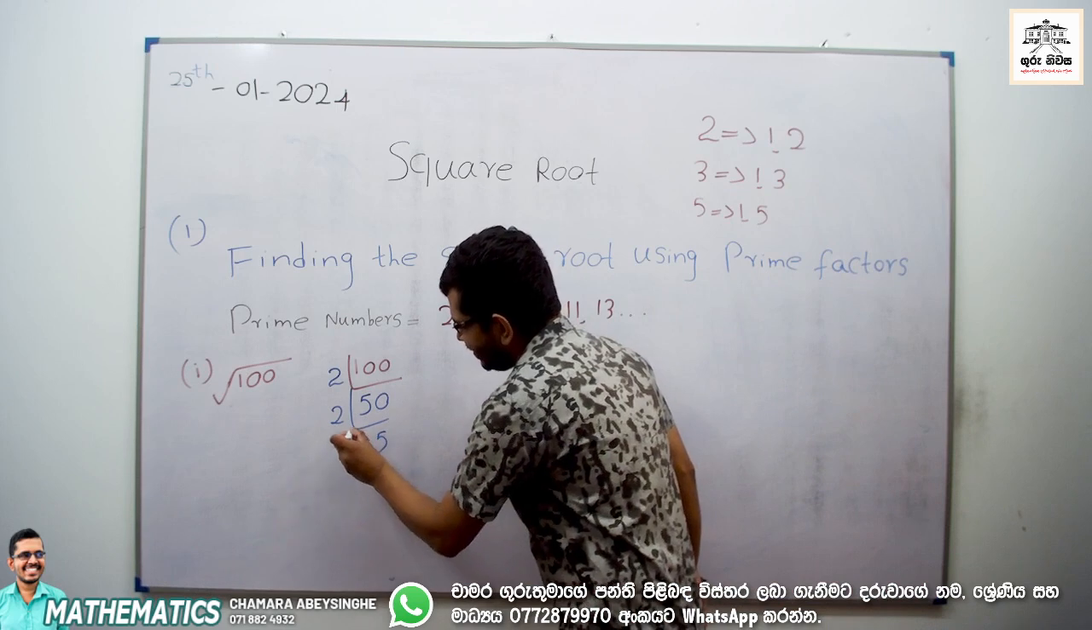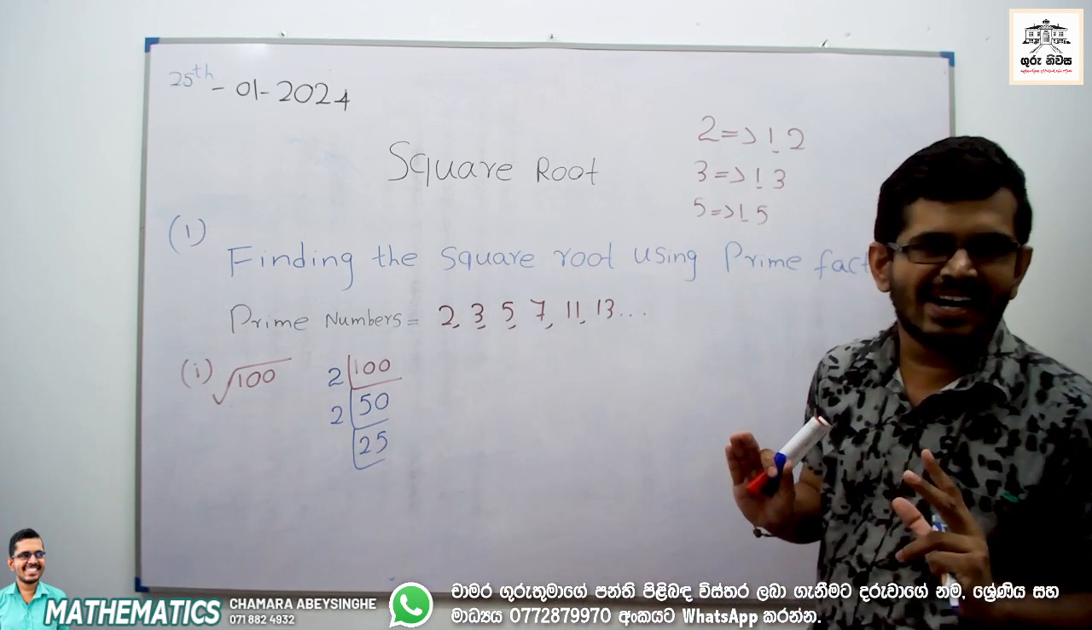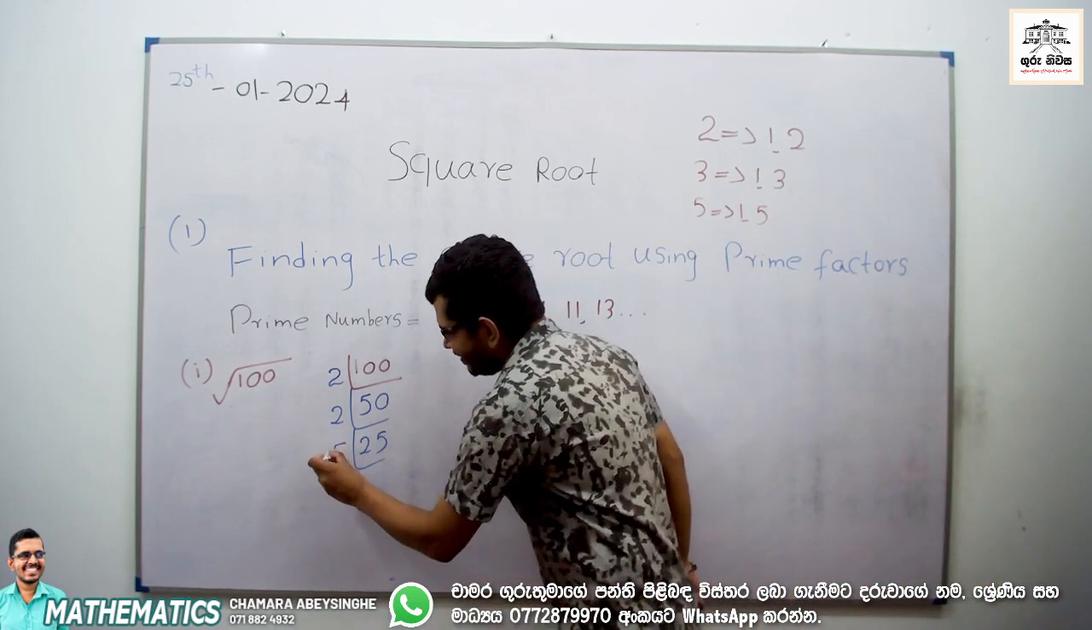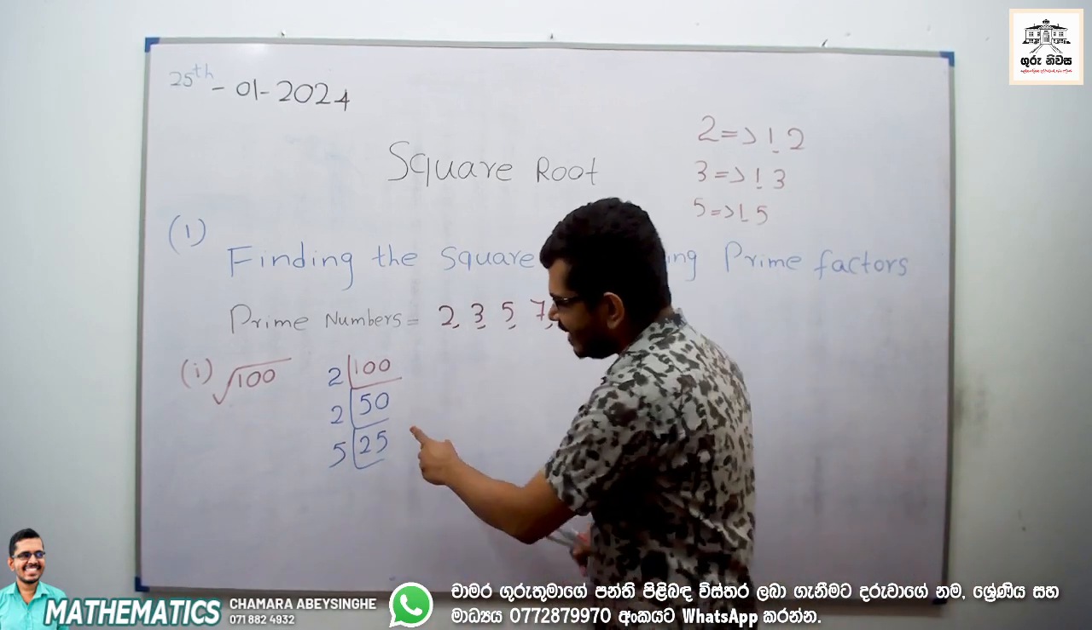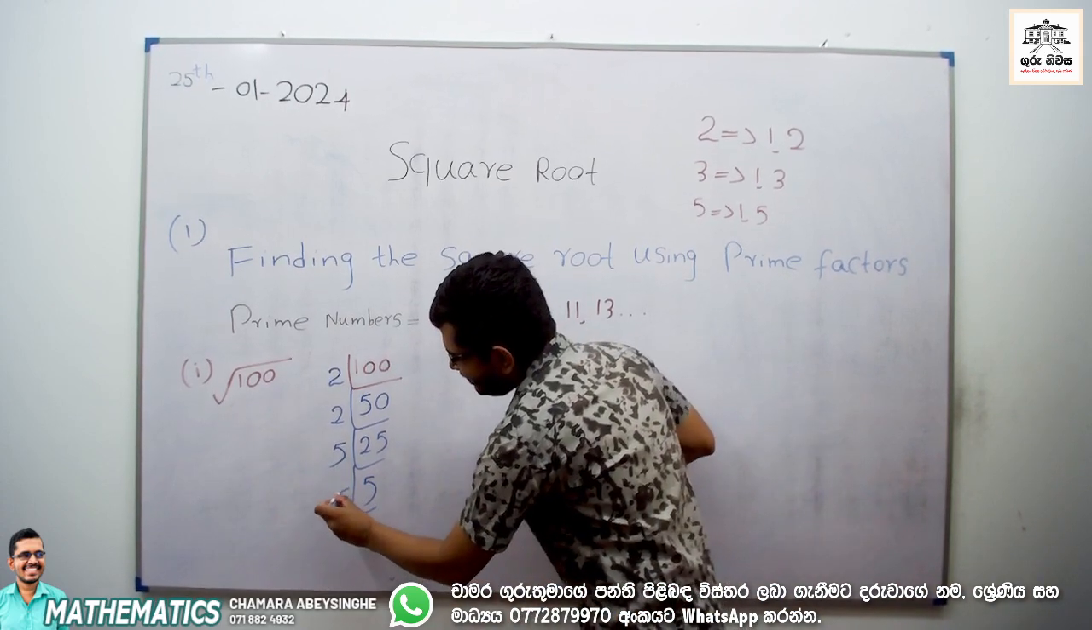25 divided by 2, we can't. Then we can get the 5. 25 divided by 5, 5. 5 divided by 5, 1.